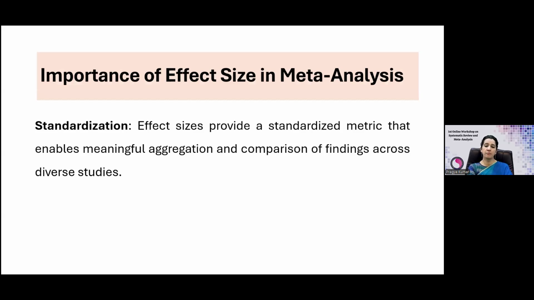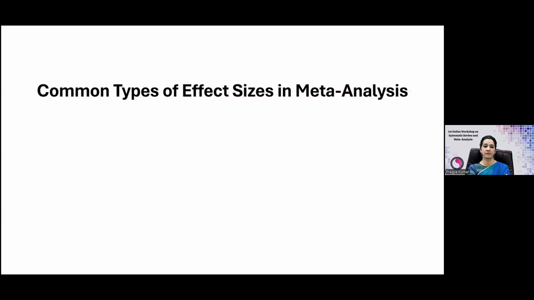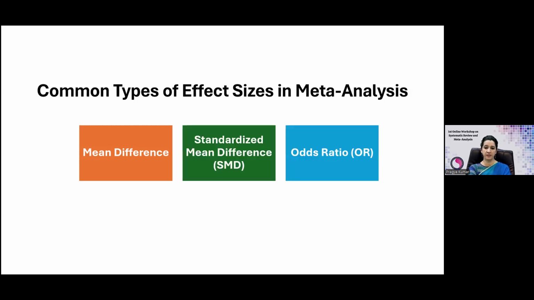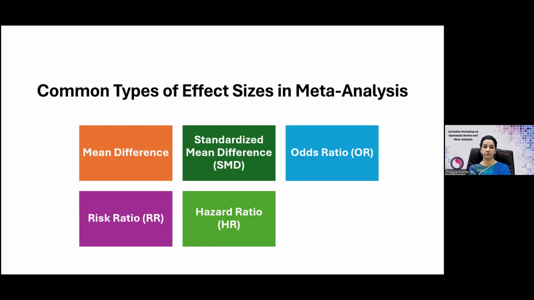So what is the importance of effect size in meta-analysis? Generally, this provides a standardized way of measuring the outcome, like it standardizes the different metrics. Like we have seen, one person is using a scale, the other person a mean duration, one person a proportion, another maybe a risk ratio. So all these diverse kinds of outcomes, if you convert them into effect size, then they get standardized. So what are the common types of effect size in meta-analysis? Like mean difference, standardized mean difference, odds ratio, risk ratio, hazard ratio, and proportion. Even proportion is an effect size.